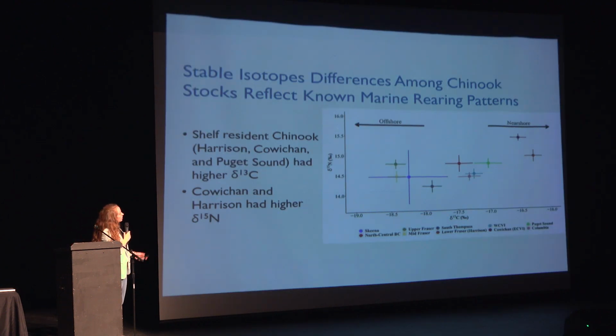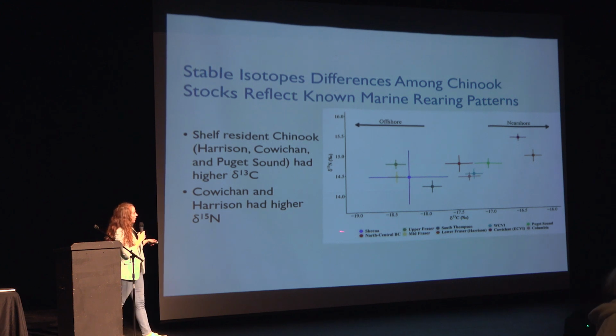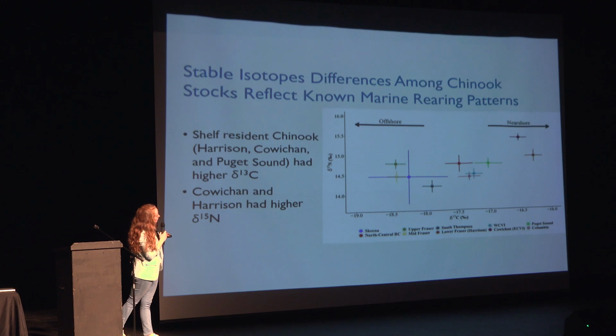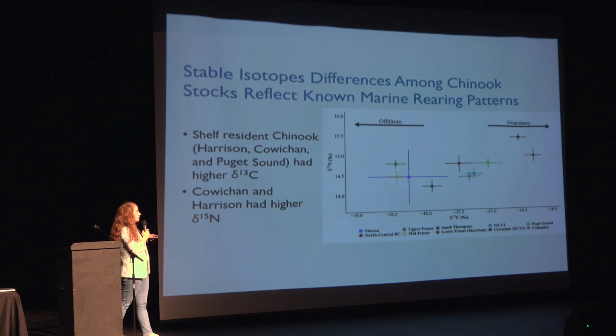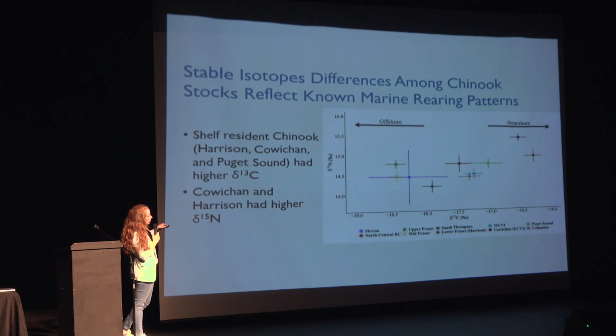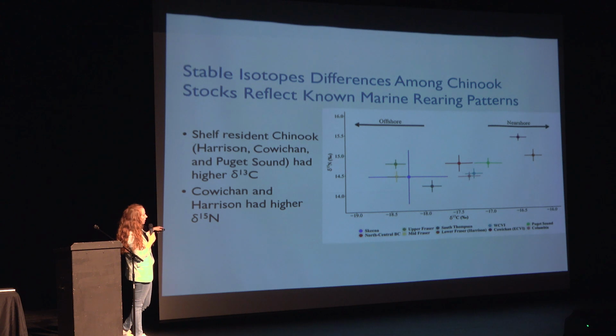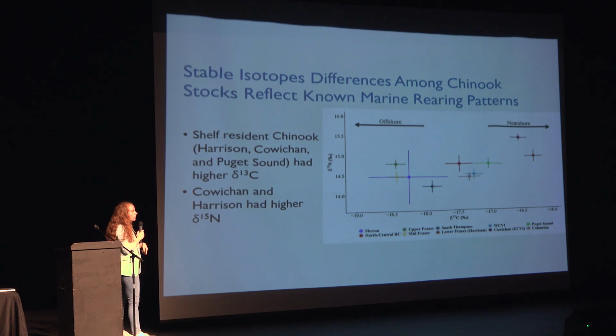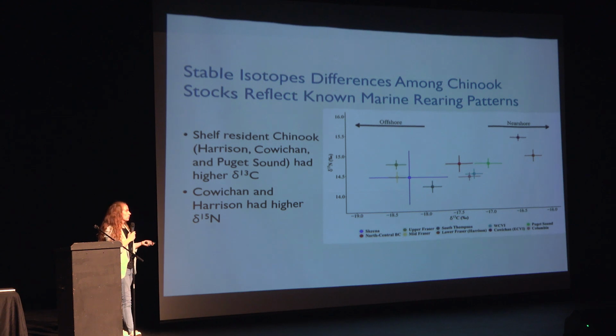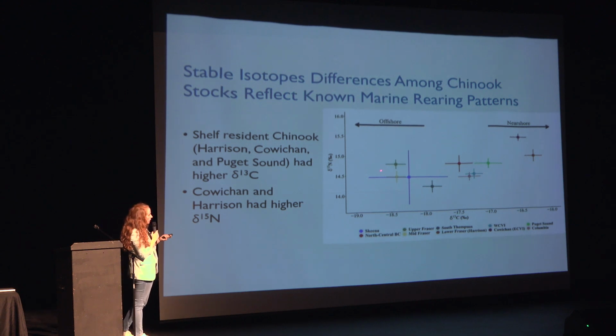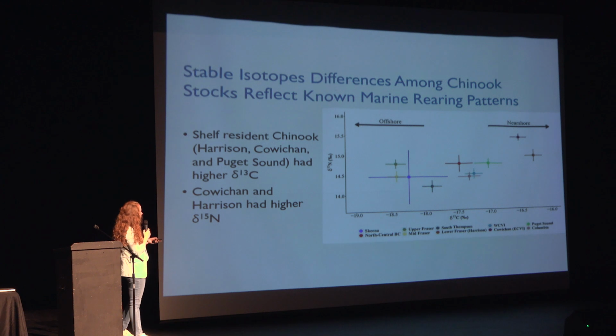So some of my initial results: this is the differences we saw in their dietary tracers, or their carbon and nitrogen stable isotopes. In this graph we have carbon on the x-axis and nitrogen on the y-axis, and each of the 10 stocks is color-coded. The main difference I want you to take away is that the nearshore or resident marine rearing fish had higher carbon-13 values, indicating that they're feeding closer to shore, closer to urban environments, compared with the lower carbon-13 of our offshore or far north migrating Chinook salmon.